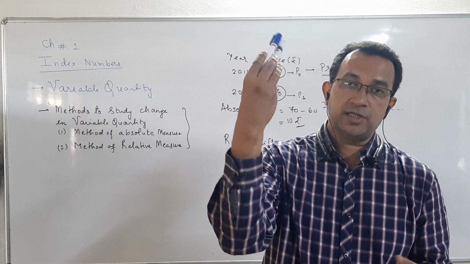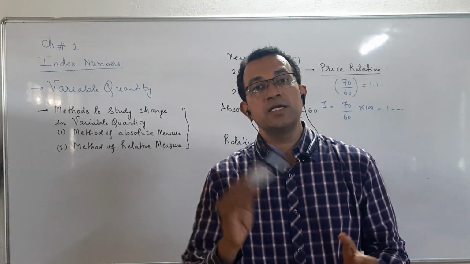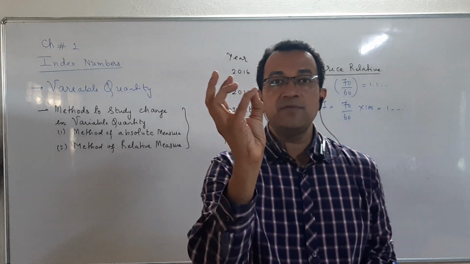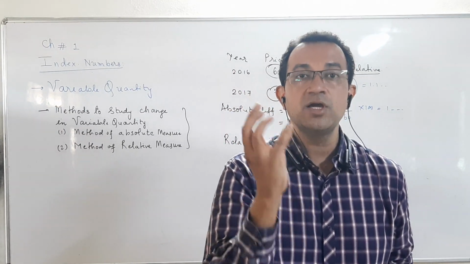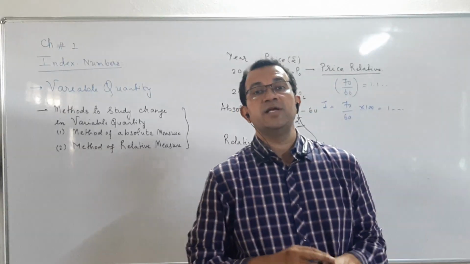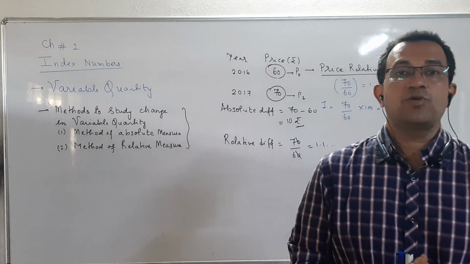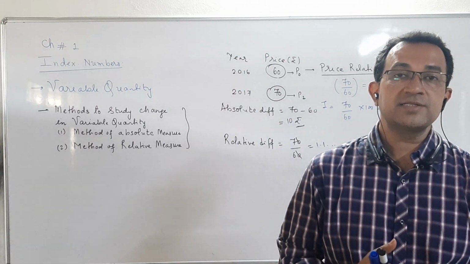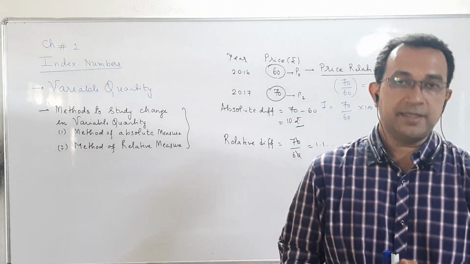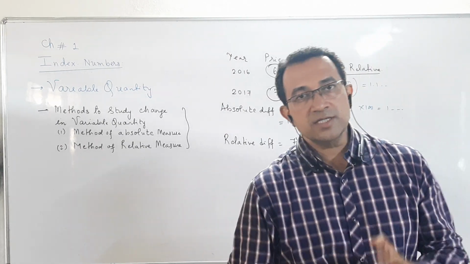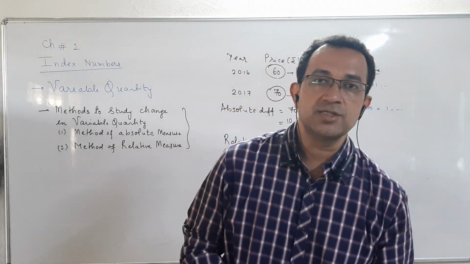So in fact the ratio P1 upon P0 multiplied by 100 gives us the index number, where P1 is the current year's value, the suffix 1 denotes the current year's value, and P0 is the base year's value. So this gives us what is called the index number, and index numbers are usually denoted by I.